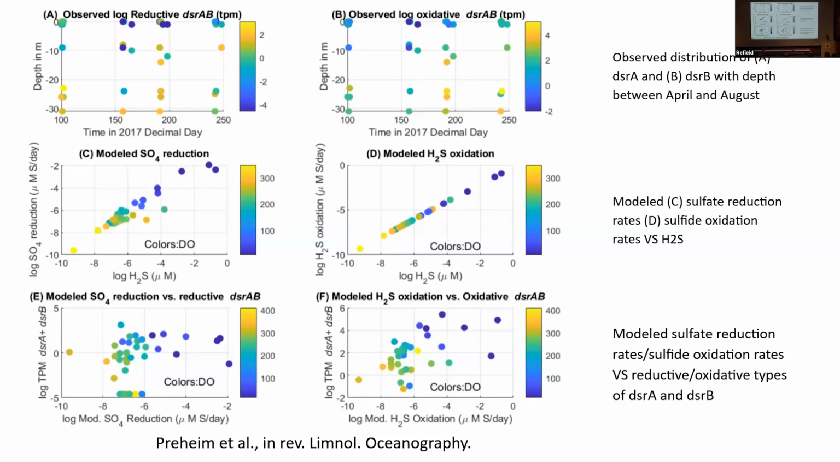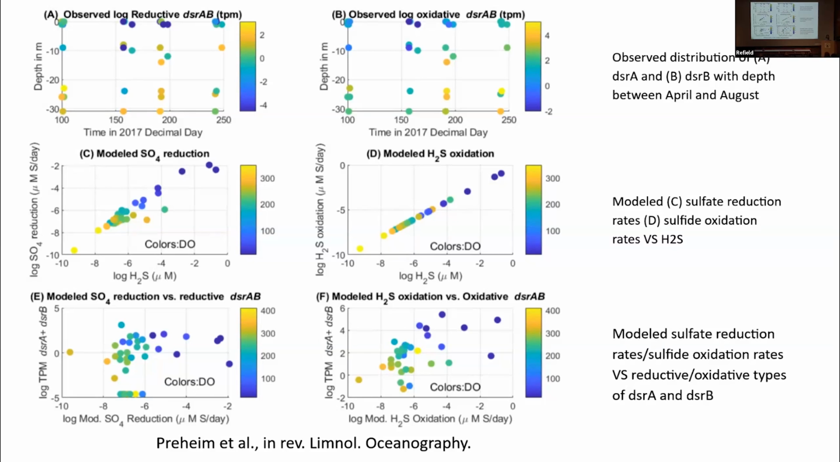C is showing model sulfide reduction rates as a function of hydrogen sulfide concentration, colors indicating oxygen concentration. D is showing model sulfide oxidation rates. E is showing model sulfide reduction rates versus sum of all reductive types of DSRA and DSRB gene, and F is showing sulfide oxidation rates versus sum of all oxidative types of DSRA and DSRB gene.